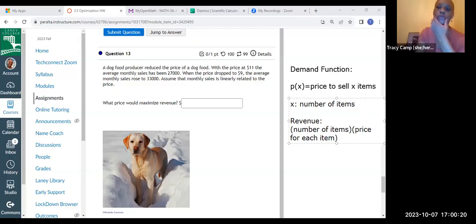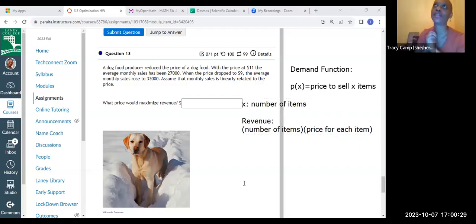That's how revenue is defined. For example, let's say we're selling math t-shirts on Laney's campus and we're selling them each for $10. And our first day selling our t-shirts, let's say that 5 people buy our t-shirts for $10. Then our revenue would be 5 times 10 or $50.